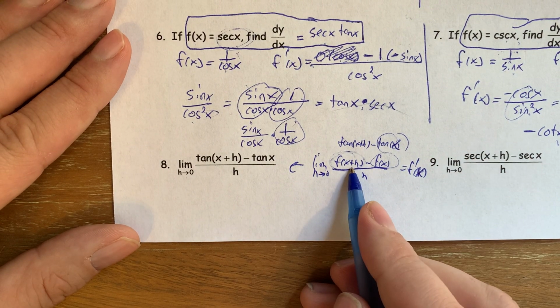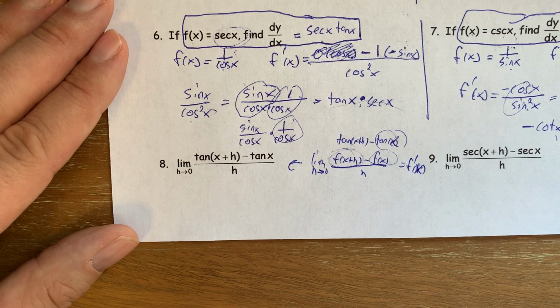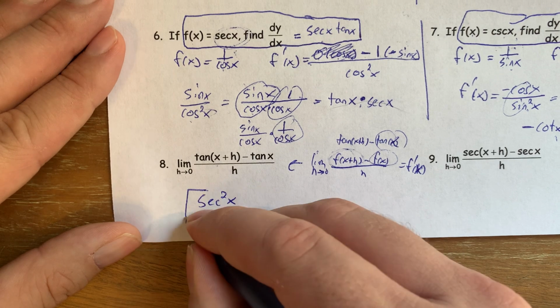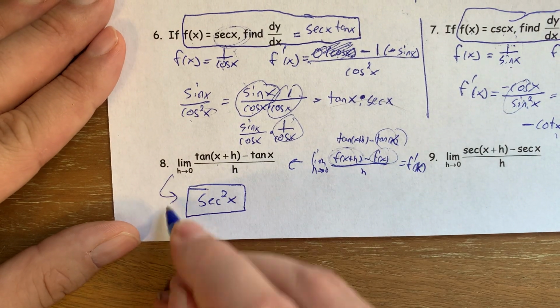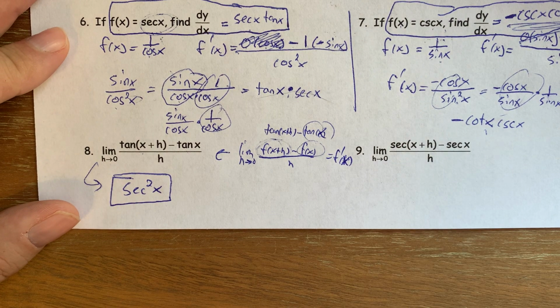It's just asking you for the derivative of tangent of x, and that's one we want to have memorized. The derivative of tangent of x is secant squared of x. That's what this limit is equal to. Similarly here, try this one on your own.